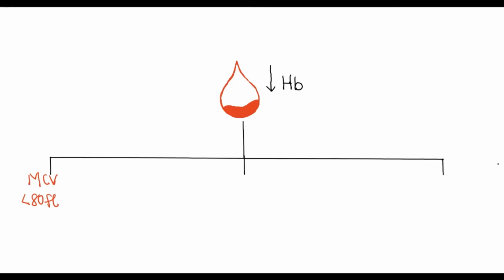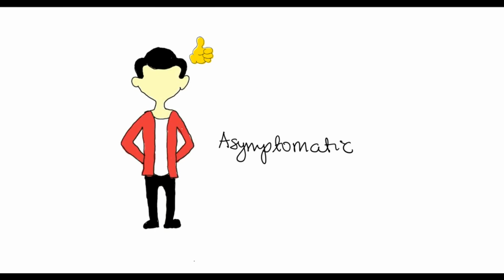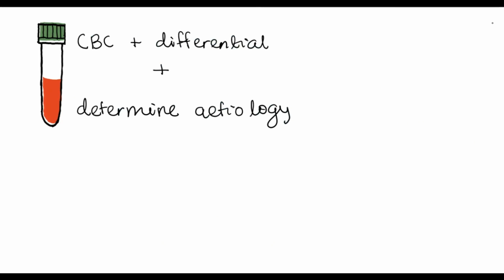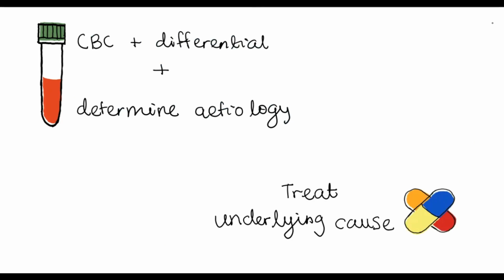So in summary, anemia is defined as a reduction in hemoglobin levels, and it can be subdivided into microcytic, normocytic, or macrocytic. Patients with anemia may be asymptomatic or present with symptoms like fatigue or difficulty breathing, as well as symptoms of the underlying cause. An important investigation is the complete blood count with differentials, and other tests depend on the suspected cause. Treatment also depends on the underlying cause.